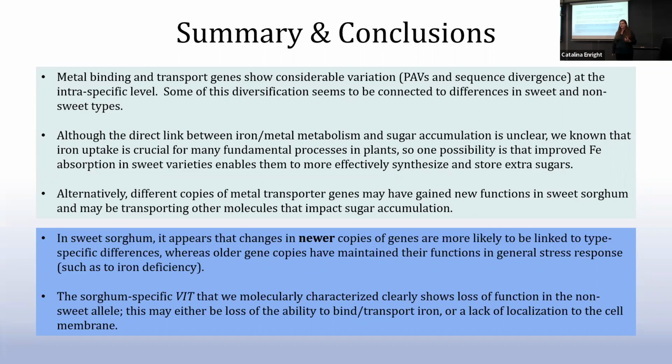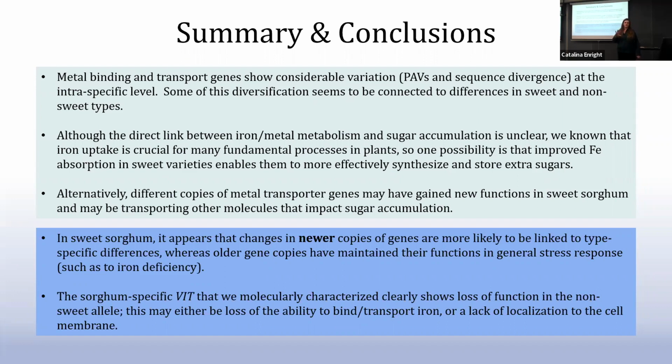We know that iron uptake is crucial for a lot of functions in plants, including photosynthesis. So it could just be that if you're better at taking up iron out of the soil, you're better at producing sugar or whatever product you're trying to make. But one alternative, and what I tend to think is more going on, is that the different copies of the genes might be getting specialized functions. They could be transporting things at different times, or possibly transporting molecules other than iron.